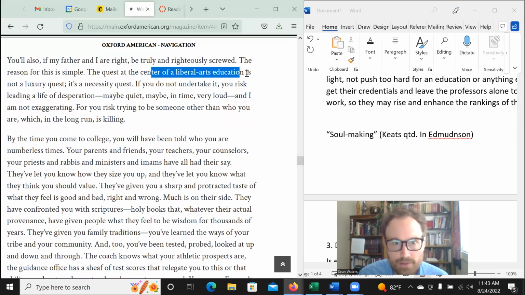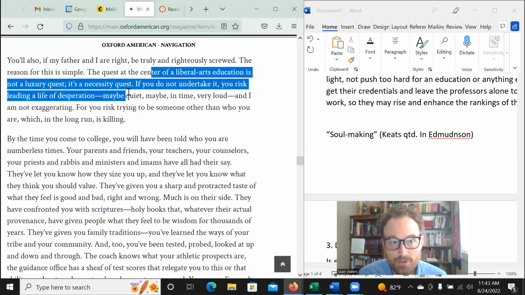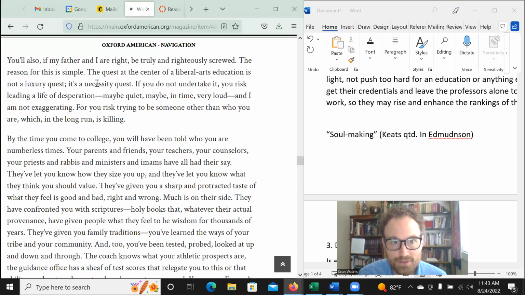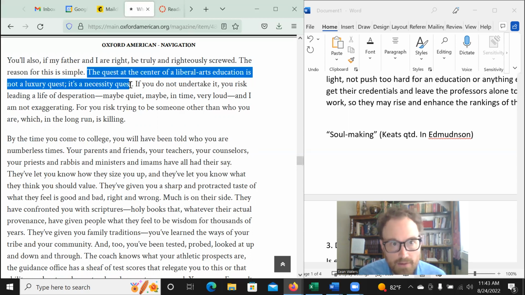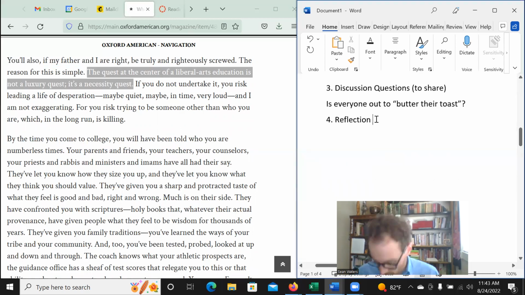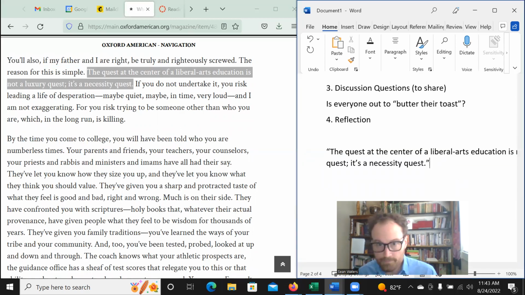And here he's really talking about liberal arts education being not a luxury quest, but a necessity quest. I really like this. I'm in the liberal arts, so I'm going to put that in my reflection. And then I'll use that later.